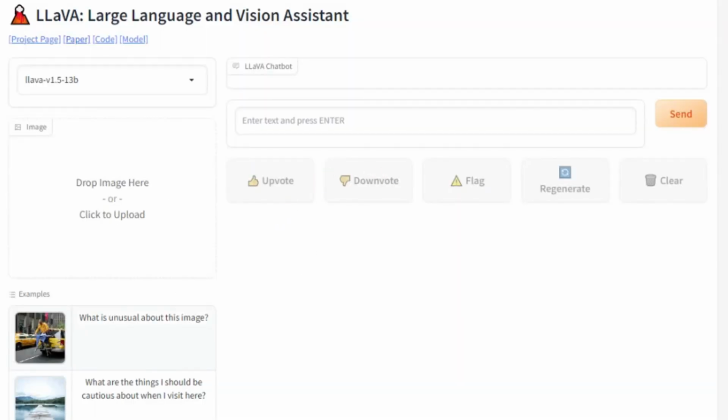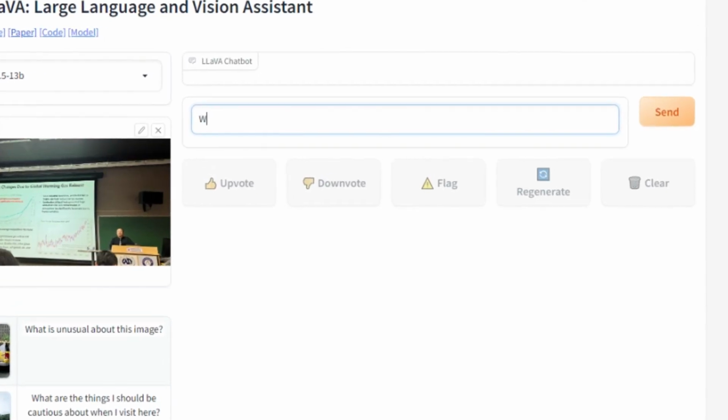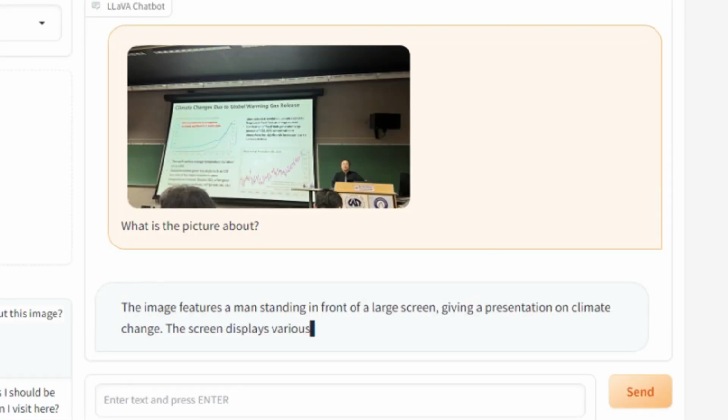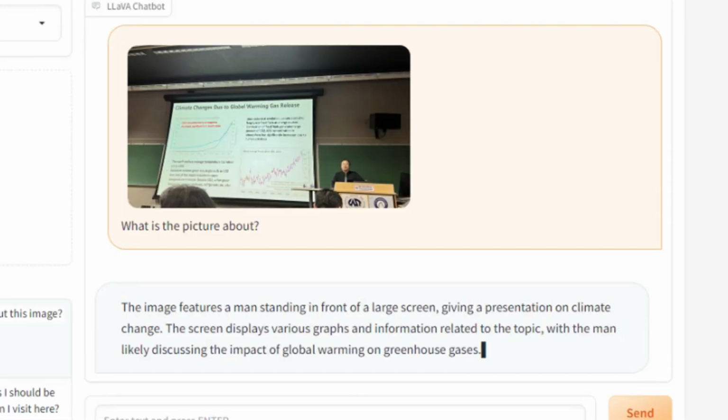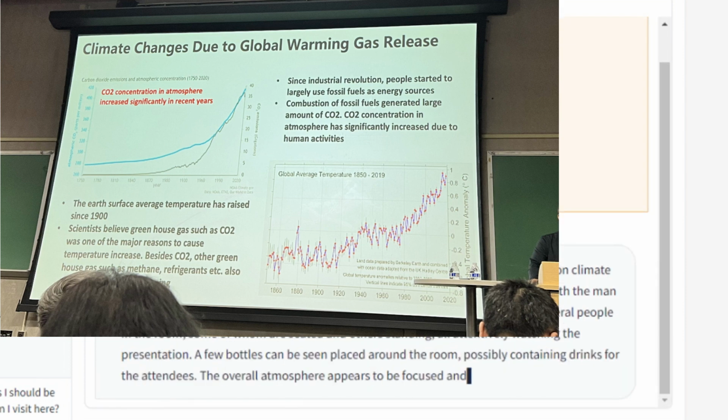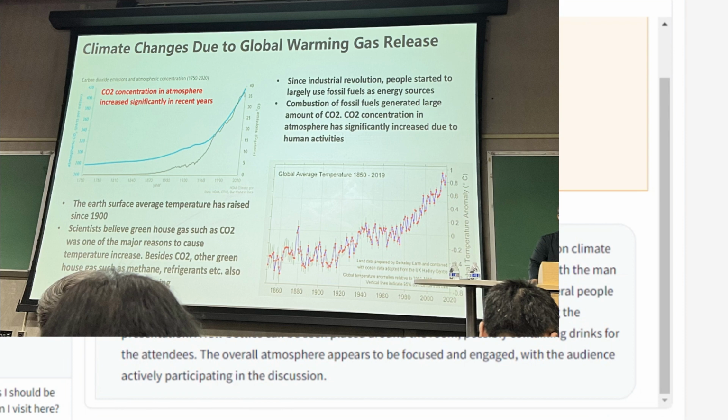Drag in another image I took for a different presentation and ask, "What is this picture about?" It answers, "The image features a man standing in front of a large screen, giving a presentation on climate change. The screen displays various graphs and information related to the impact of global warming on greenhouse gases."